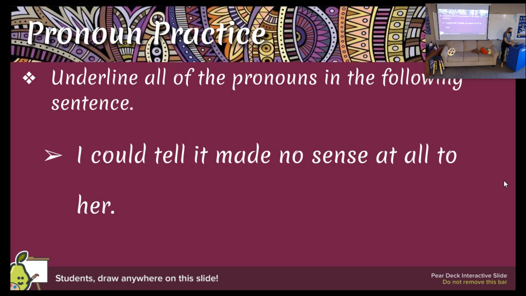Let's try to finish in 5. Okay, it looks like most of us got it. Show me on your fingers how many pronouns are in the sentence. 3. There are 3. Okay, and they are all personal pronouns. Fun fact. They are I, it, and her. Those are our 3 pronouns in this sentence. And most of you got it, so bravo.